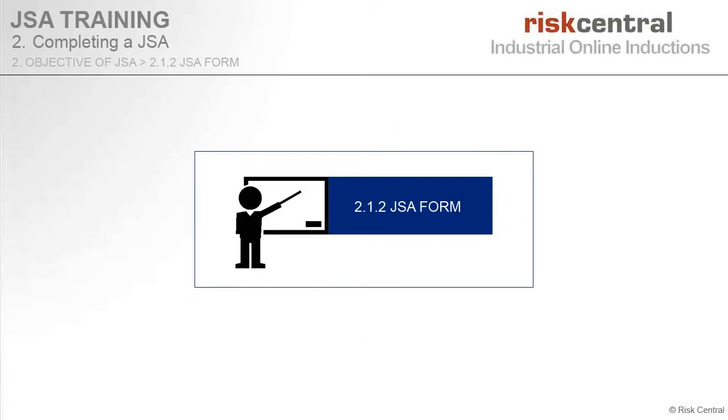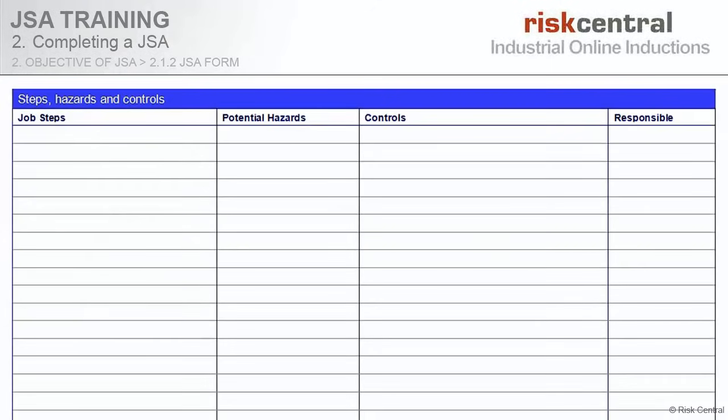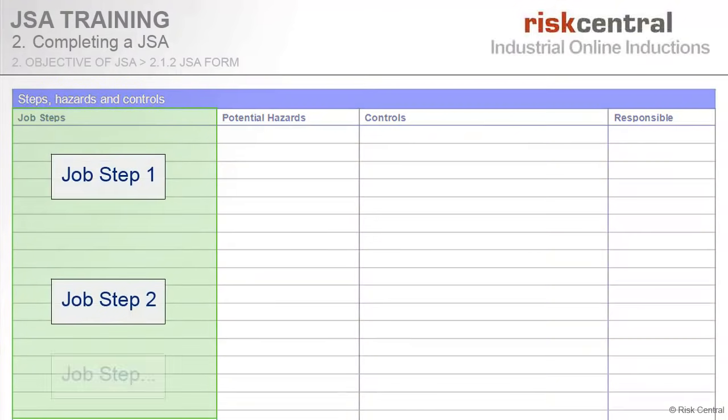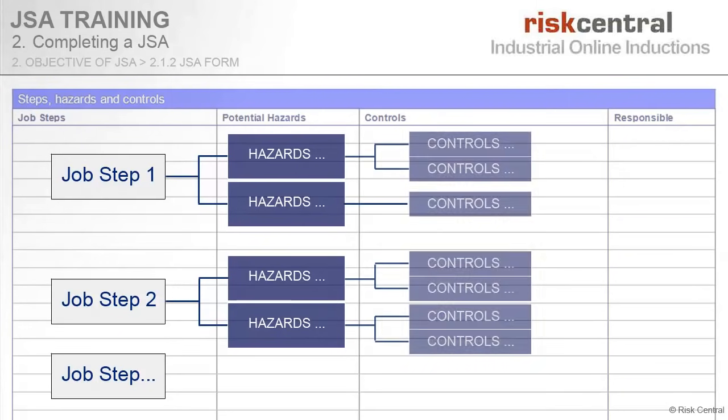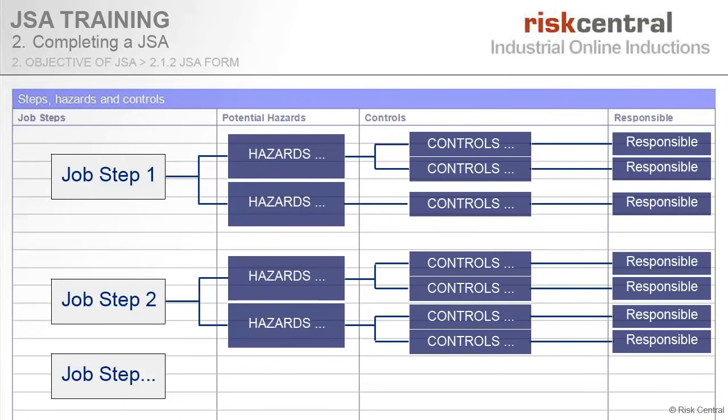The basic JSA form has 4 key columns: In the left column, you list the sequences of basic steps of the job in the order in which they occur. The next column lists all hazards for each step. The next column lists the controls for each of the hazards to prevent accidents occurring, and the right column lists the person responsible for making sure that the control is put in place properly.